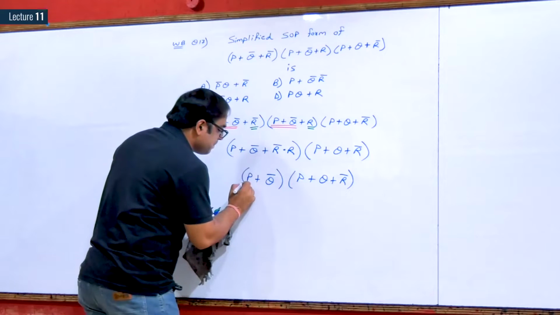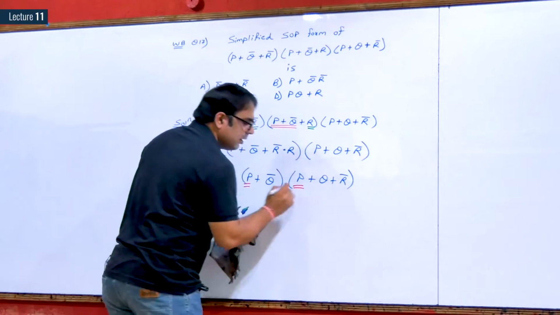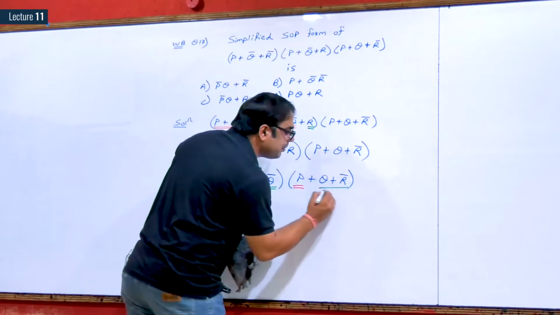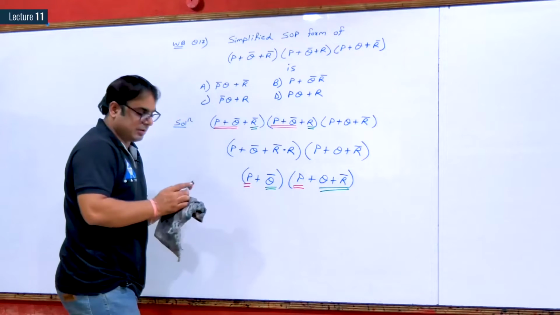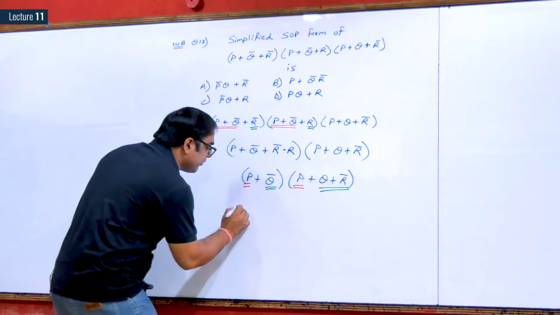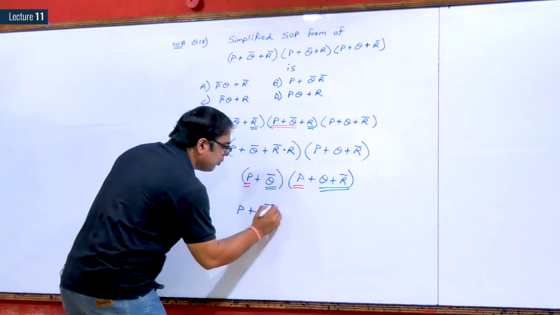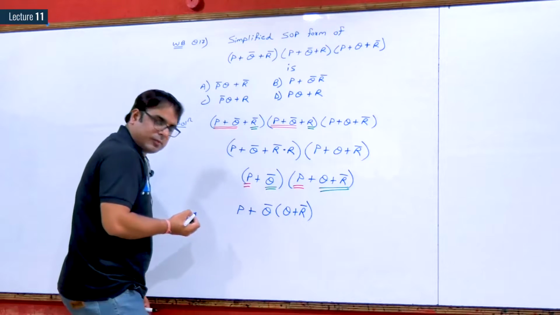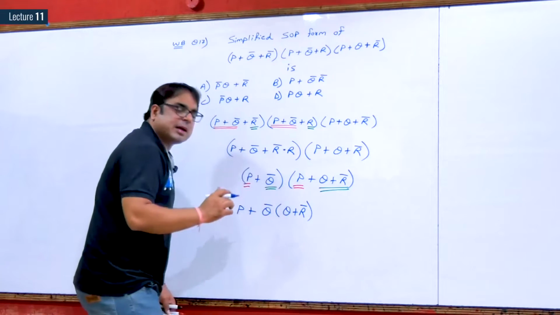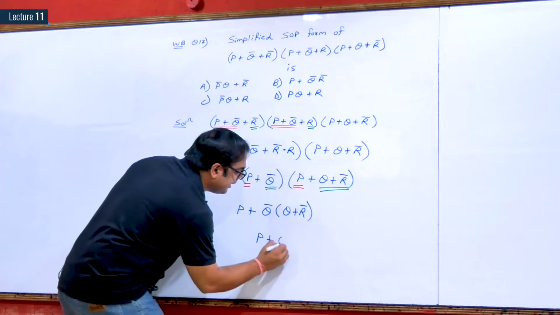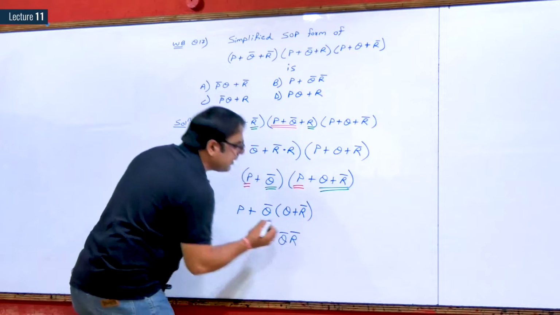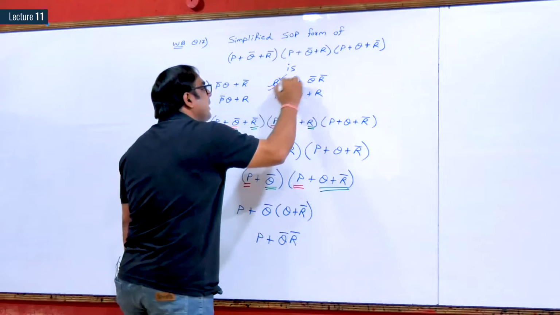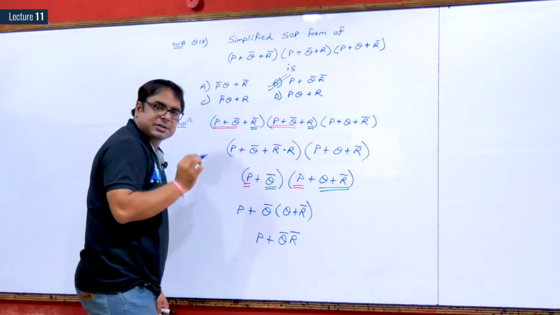Again you see this P is common, and this Q complement and this Q plus R complement is distributed. So, using distributive law, this would become Q complement dot Q plus R complement. So, Q complement dot Q will become 0. So, your answer will be P plus Q complement R complement. P plus Q complement R complement, option B is correct.